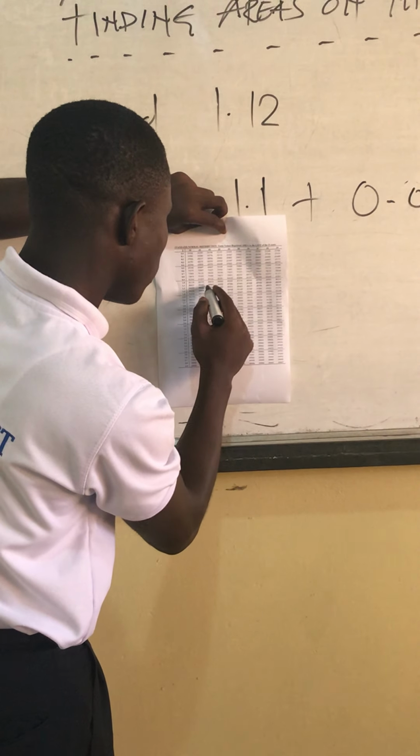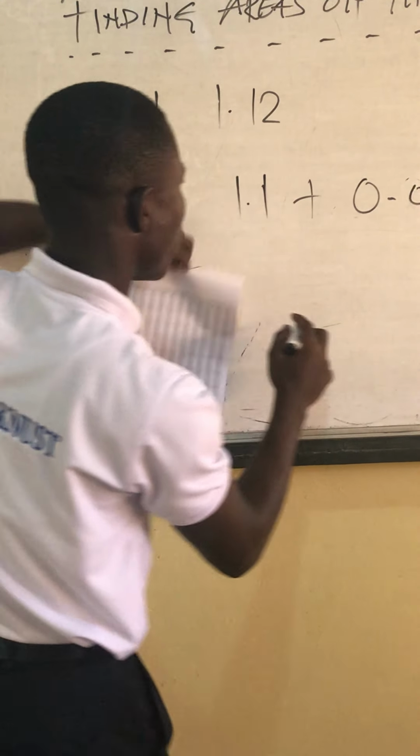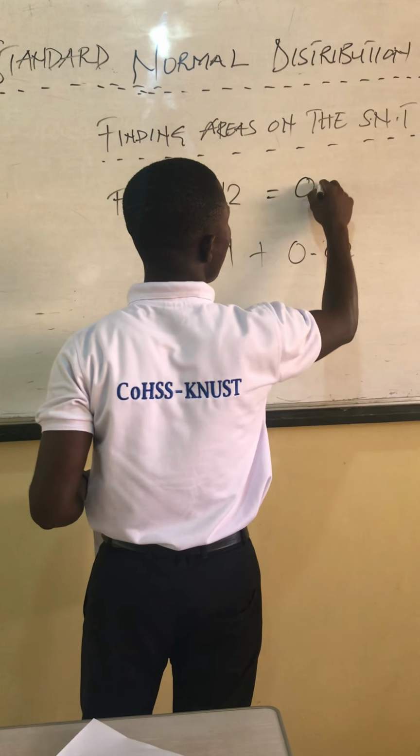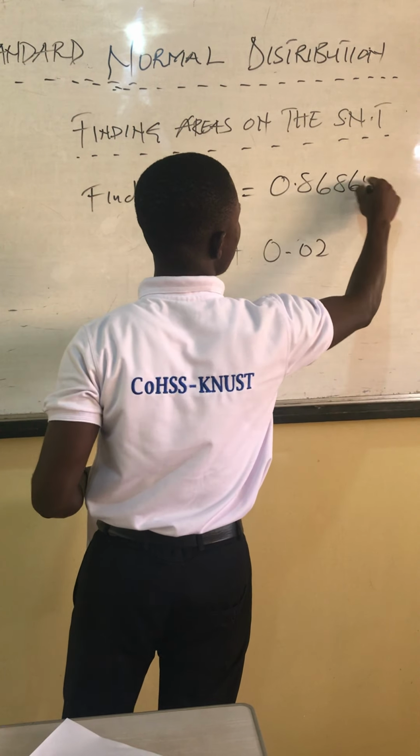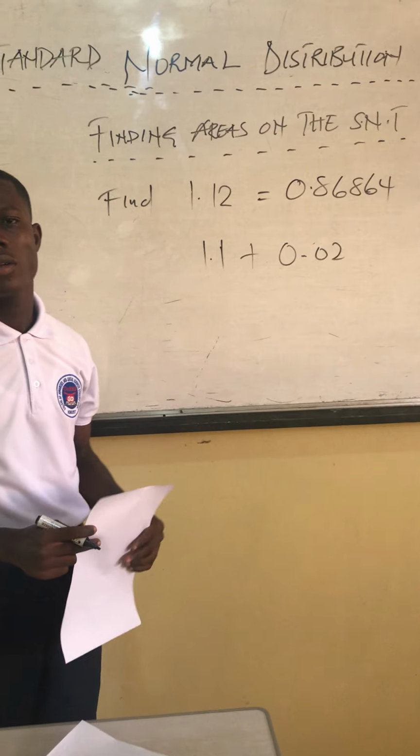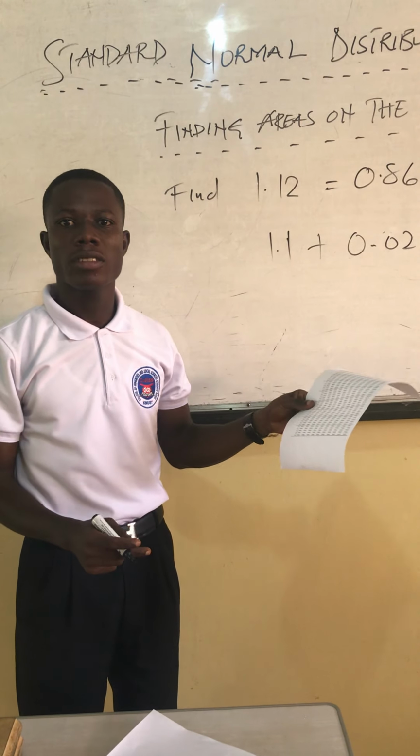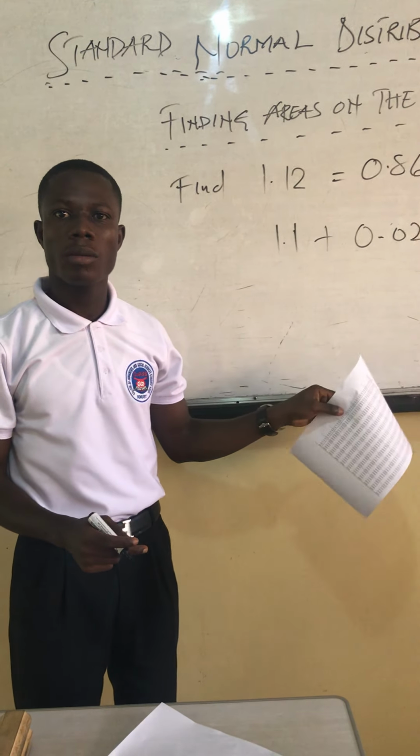So my answer is 0.86864. So this on the table is 0.86864. That's how we find the areas or the z-score on the table.